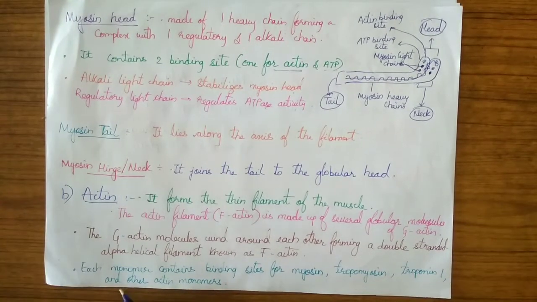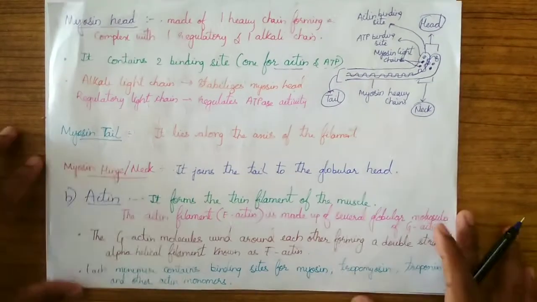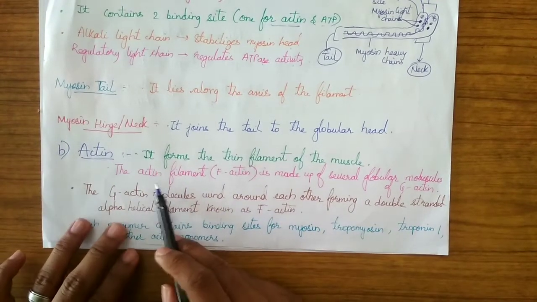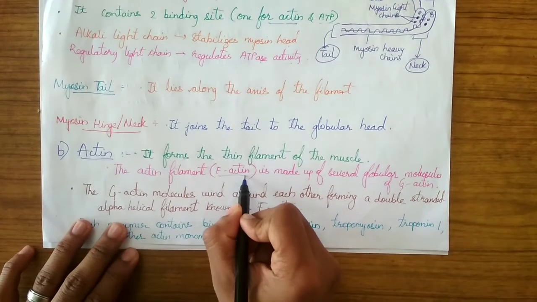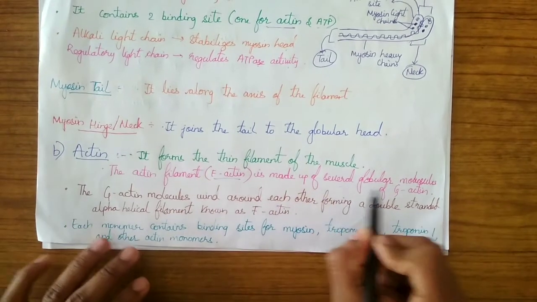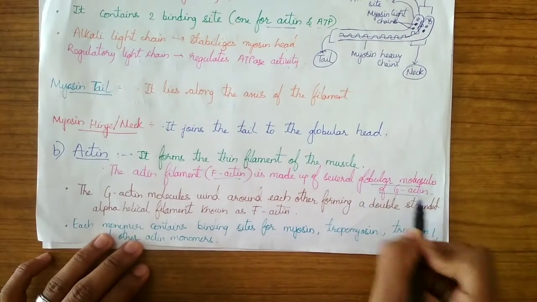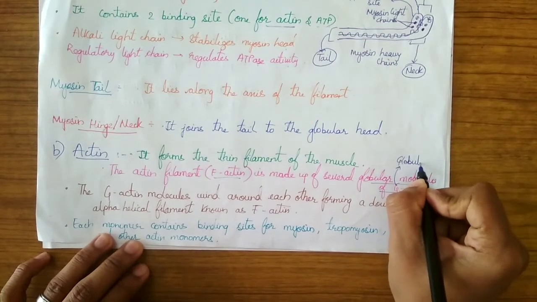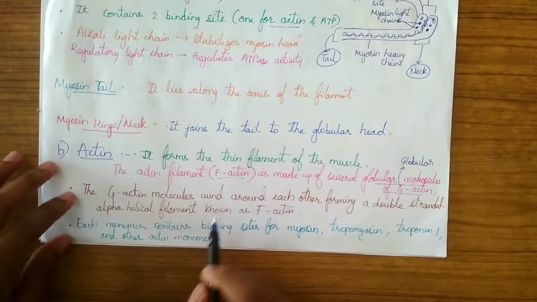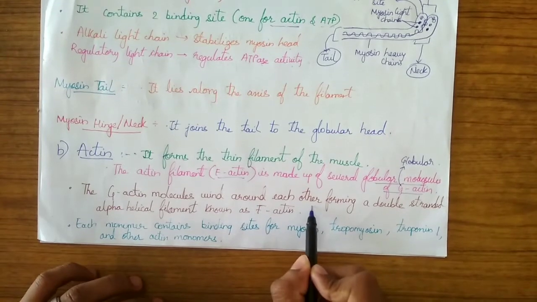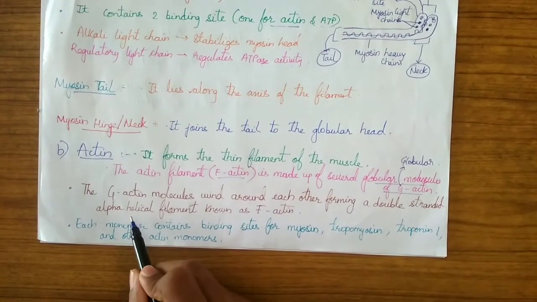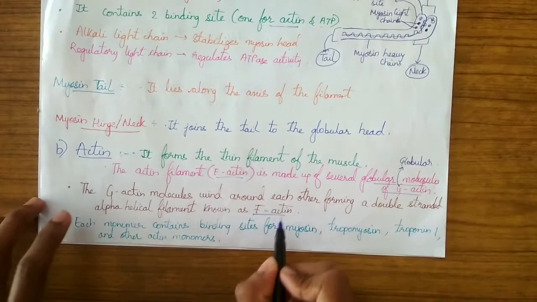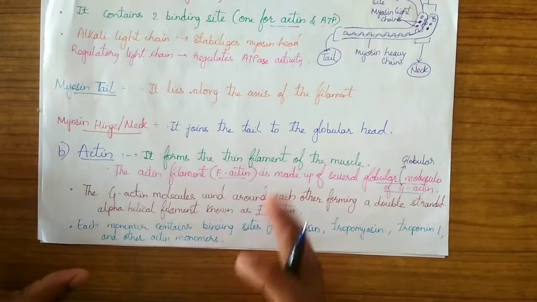So let's talk about the next contractile protein, actin. It forms the thin filament of the muscle. The actin filament or F-actin, filament actin, is made up of several globular molecules of G-actin. G means globular. The G-actin molecules wind around each other, forming a double-stranded alpha helical filament known as F-actin. So F-actin is filament actin, which is the main actin filament.